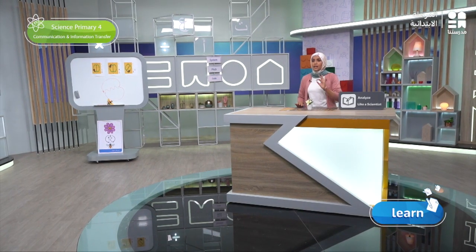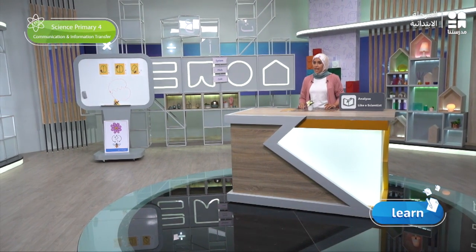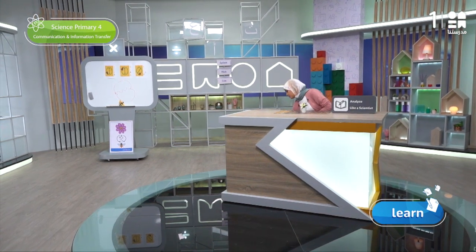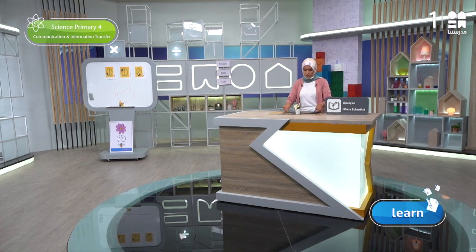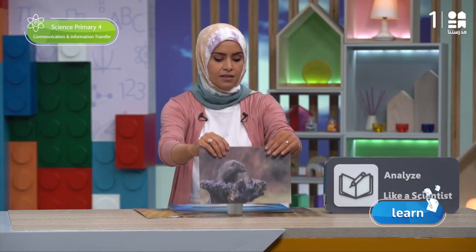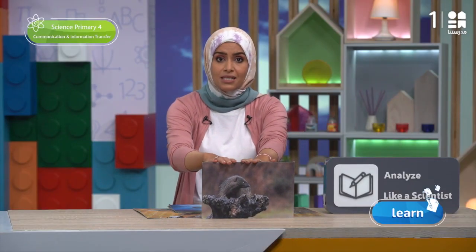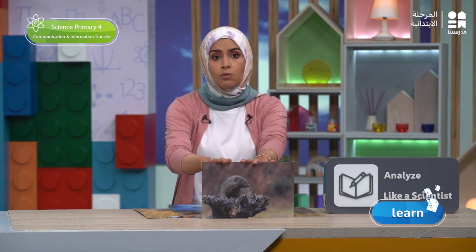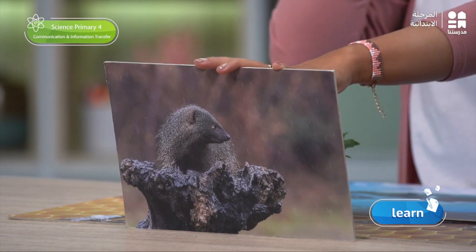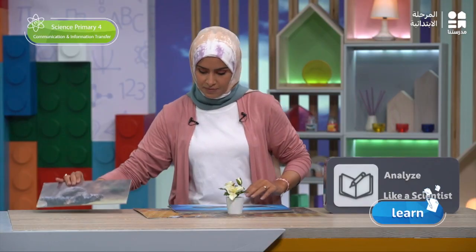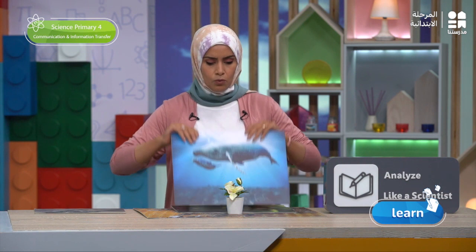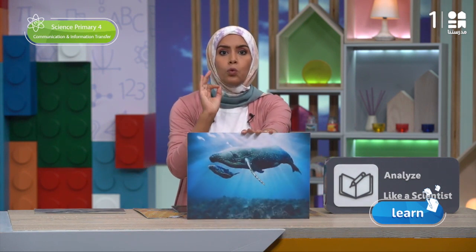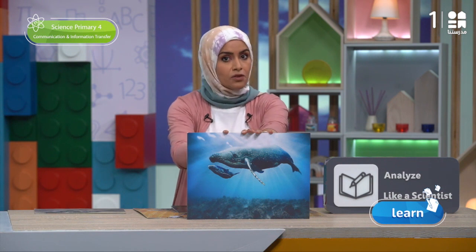After you wrote down everything, I'll show you pictures and you will say how this living organism communicates. Do you remember this living organism? Yes, it's the Egyptian mongoose. Egyptian mongoose communicate through sound. What about this one? The humpback whale. It communicates through the sound.